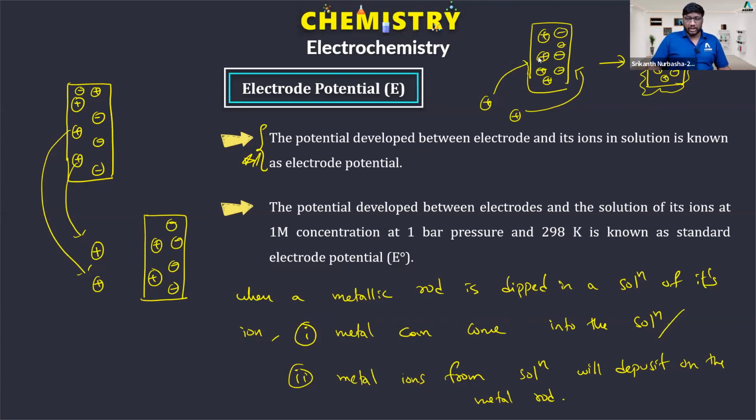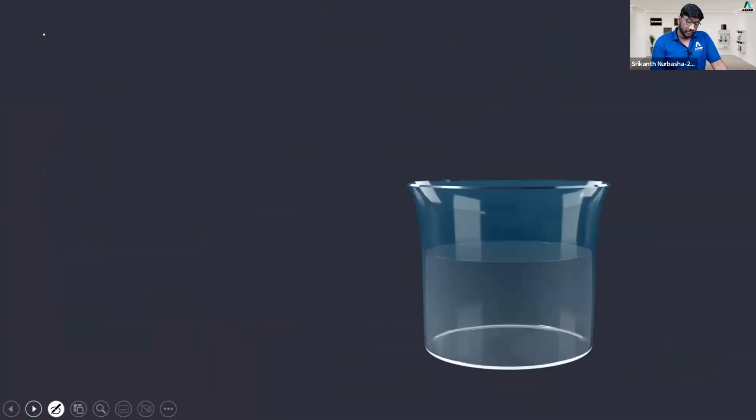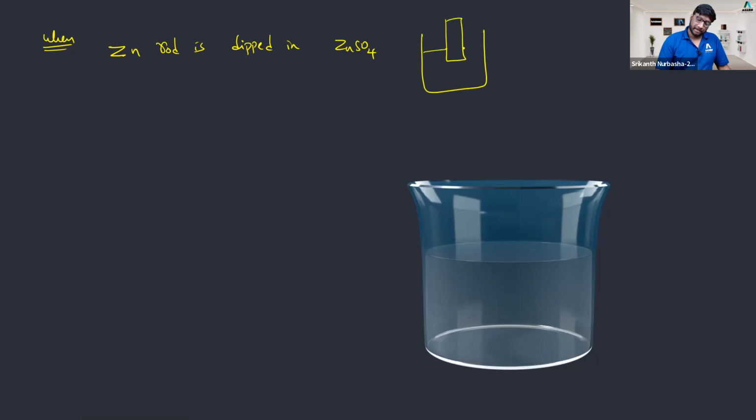When I dip a zinc rod in ZnSO4 solution, what will happen? The zinc from the zinc rod will come into solution as Zn+2 ions. When a zinc rod is dipped in ZnSO4, zinc will come into solution as Zn+2 ions: Zn → Zn+2 (aq) + 2 electrons.